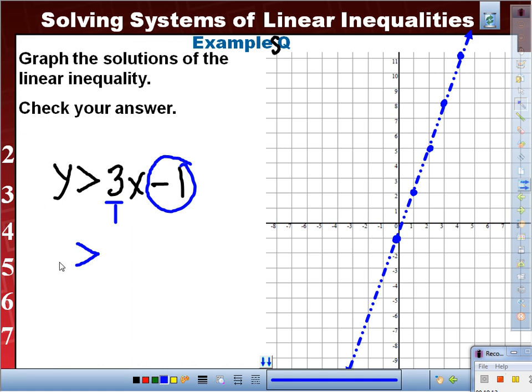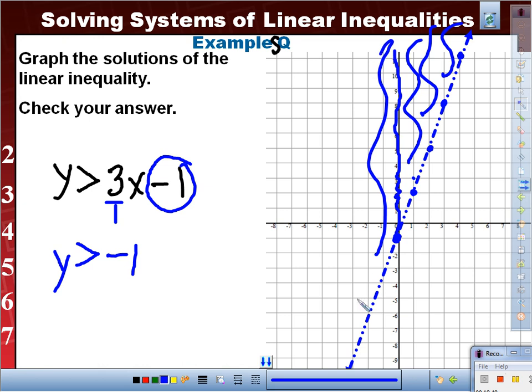All right, let's finish graphing. What do we need? The y and the constant. So where's negative 1? Right there. Y is greater than negative 1. What numbers are greater than negative 1 on the y-axis? 0, 1, 2, 3, and everything up here. So where am I going to shade? Above or below that line? Above.